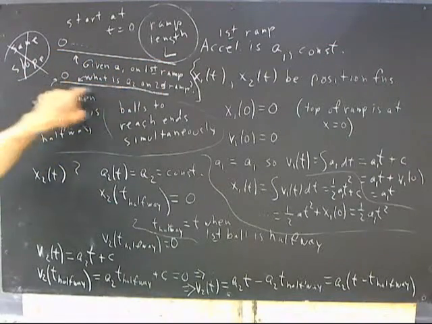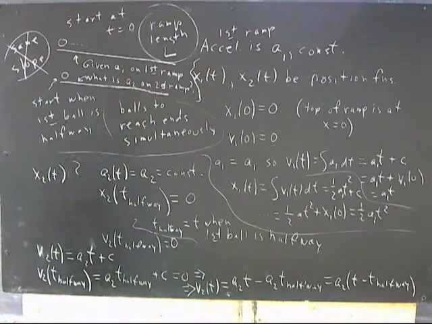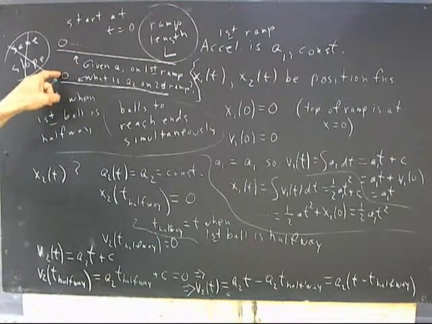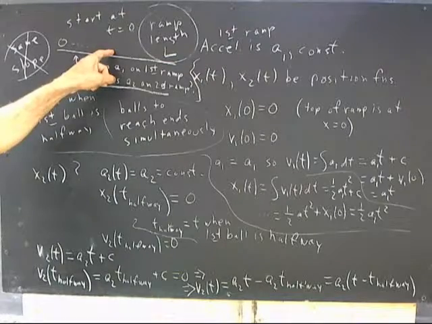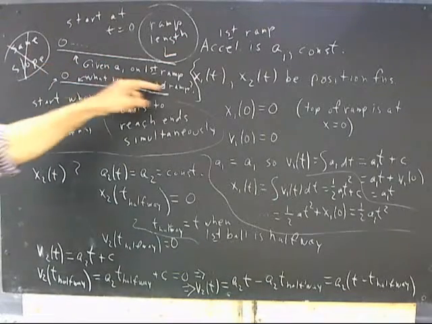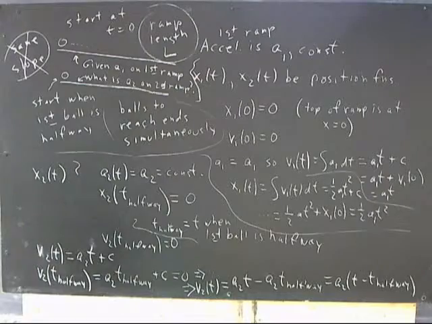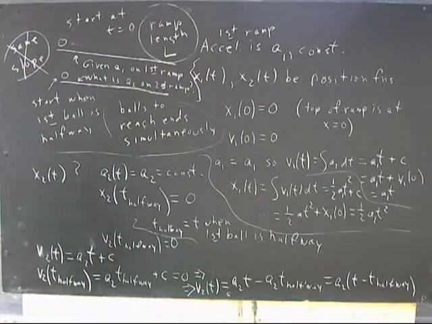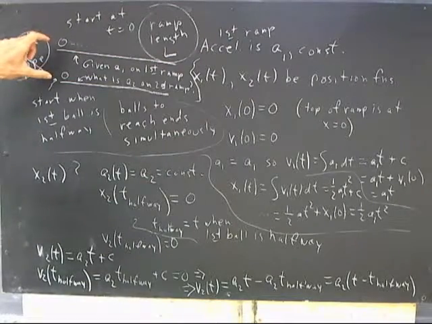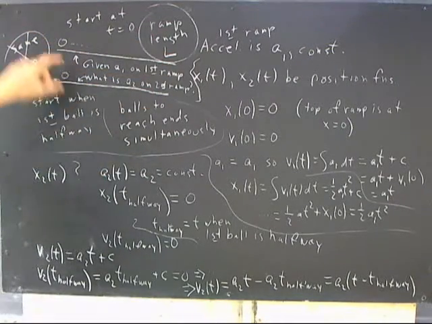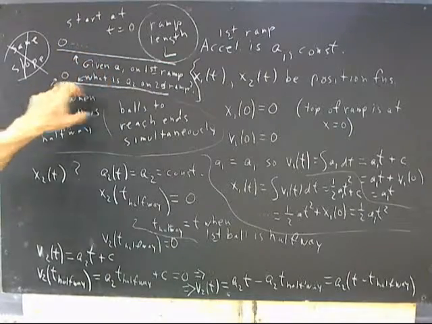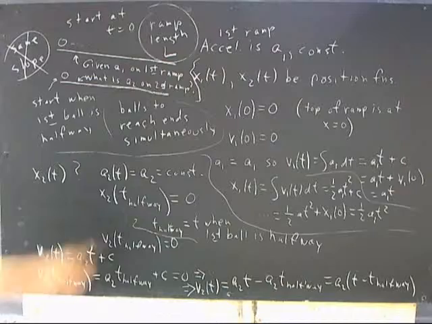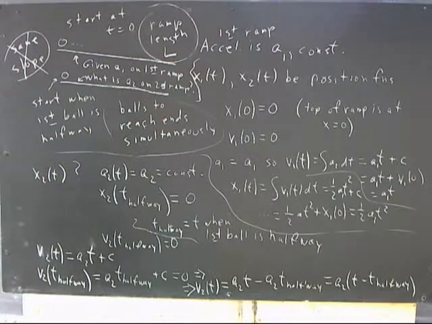We want to know what the acceleration has to be on the second ramp in order for the second ball to start when the first ball is halfway down and catch up at the very end of the ramp. The two ramps are assumed to have length L, both the same length. The balls are assumed to be at the top of the ramps. First ball gets halfway, we release the second ball. What does its acceleration have to be in order to catch the first ball just at the end of the ramp?